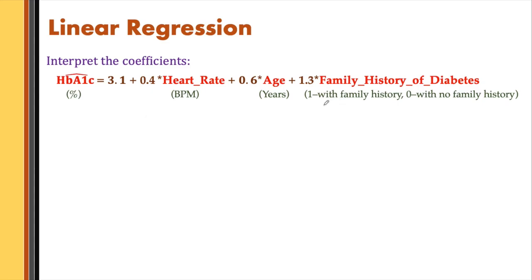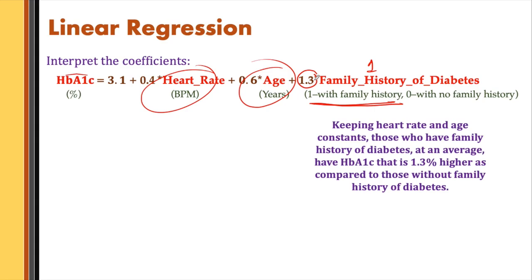Lastly, for family history, increasing this by 1, meaning you're referring to those with family history, increases the HbA1c by 1.3%, keeping this constant. So in other words, keeping heart rate and age constant, those who have family history of diabetes on average have HbA1c that is 1.3% higher as compared to those with no family history of diabetes.